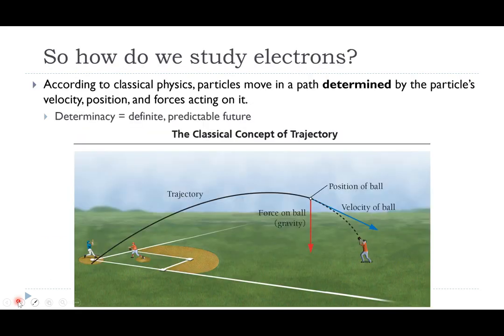So how do we study electrons? Obviously, classical physics isn't going to work. Classical physics is very deterministic. If I hit a baseball with the same force, the same trajectory, the same velocity, it's going to fall in the exact same position every single time. I can predict that. Electrons, you cannot.